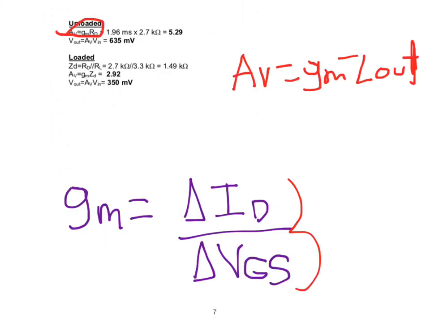And for unloaded, meaning there's no load resistor, I got a gain of about 5.3. Okay, again, this is just simply a ratio. If we add in the load resistor, then the gain is now 2.92.